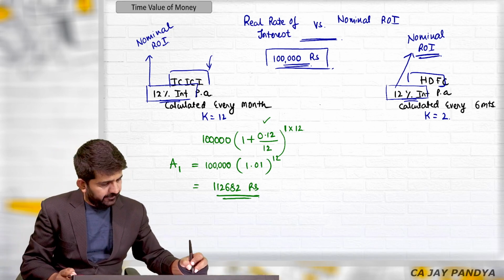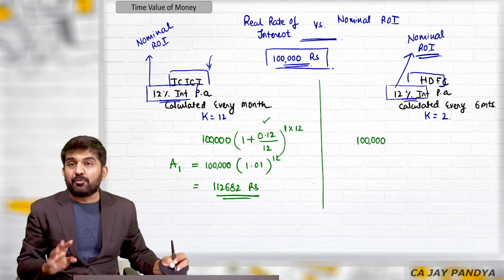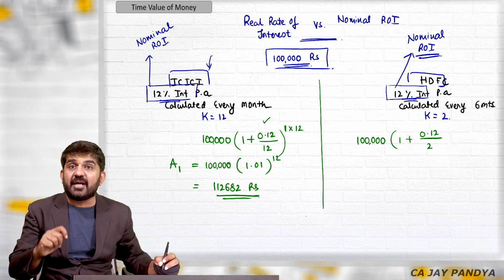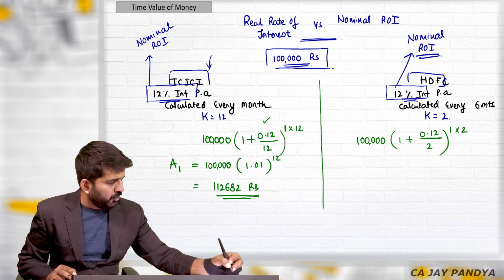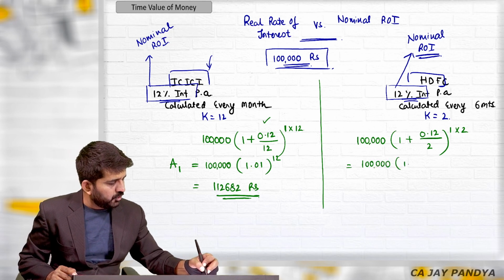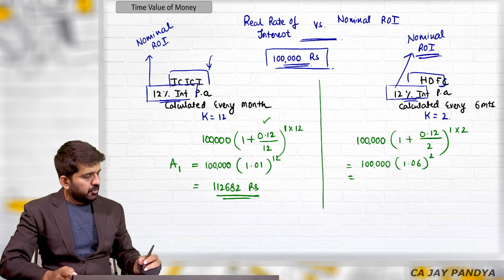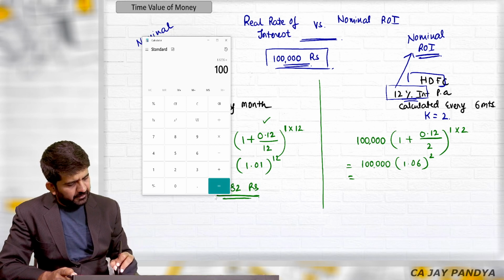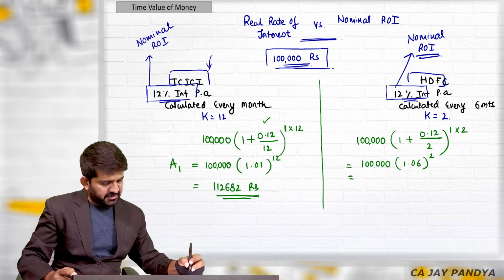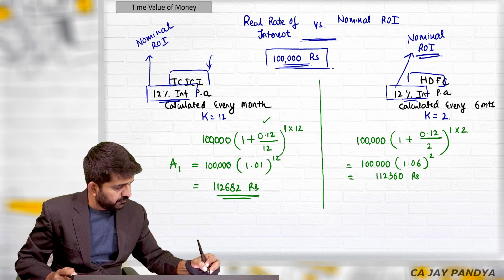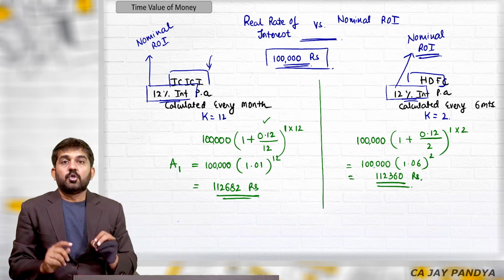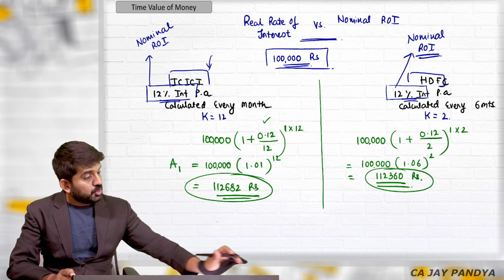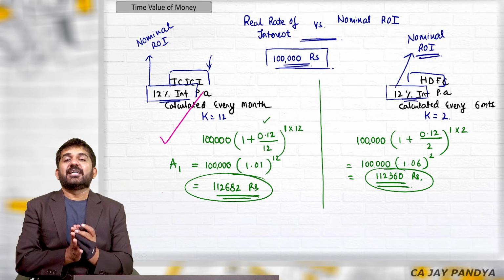In HDFC Bank, what will happen? I am not investing in HDFC Bank, but had I invested, I will be getting 1 plus 0.12 raised to 2. So I get 6% rate of interest, but only 2 times. That is 1 lakh into 1.06 raised to 2, which is 1,12,360. Which value is higher? 1,12,682. I am getting more amount as compared to this amount. So Sabina's selection was correct. You should go for ICICI Bank.